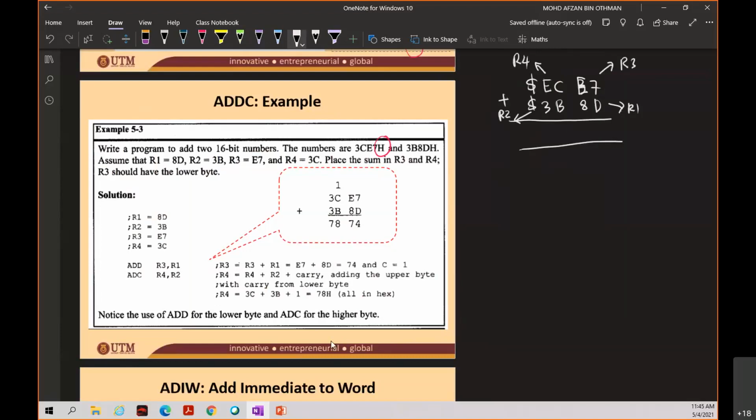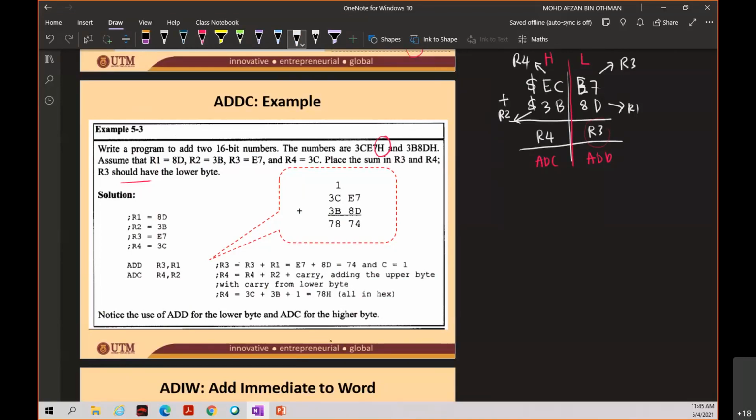After you do the addition, you need to put the sum in R4 and R3. R3 should have the lower byte and R4 the high byte. Since this is a 16-bit number, you can divide it into two, one for the lower and one for the high. For the lower byte, you're going to use the ADD instruction, while for the high byte, we are going to use the ADC instruction.